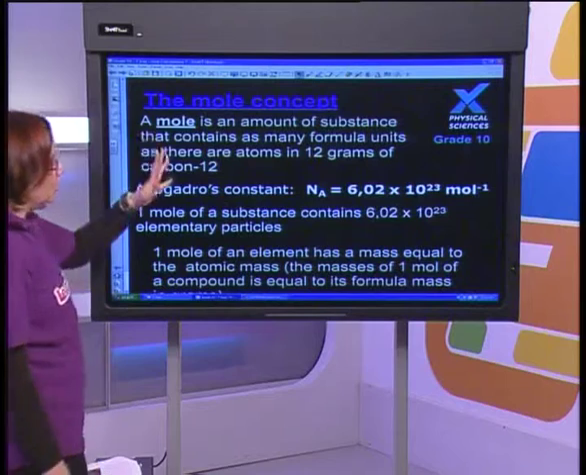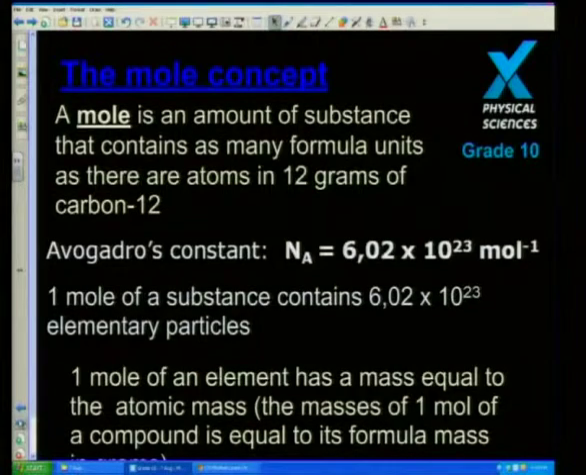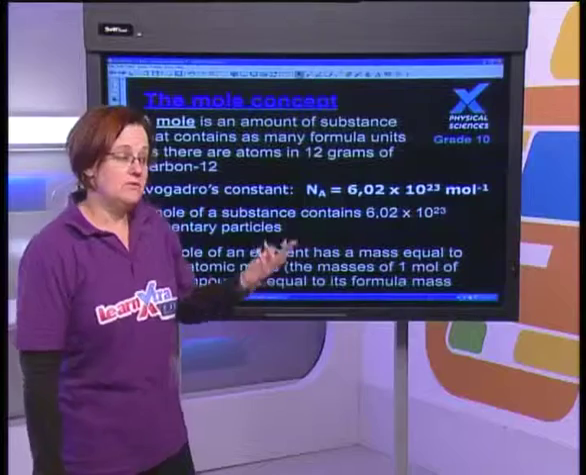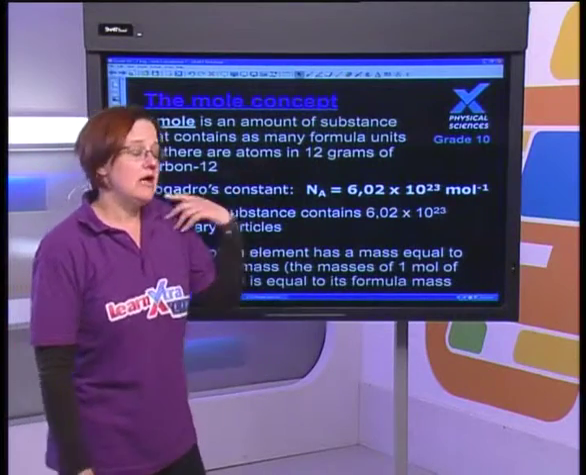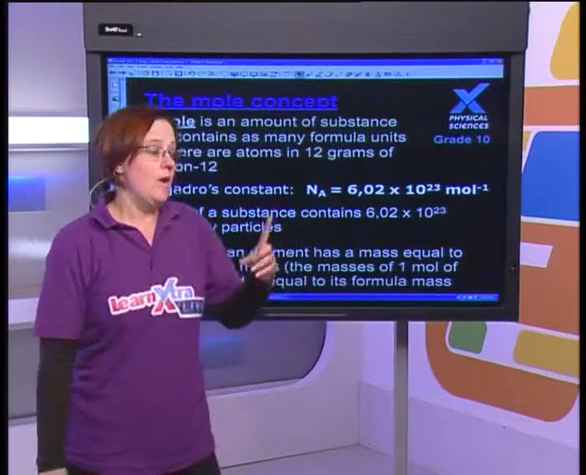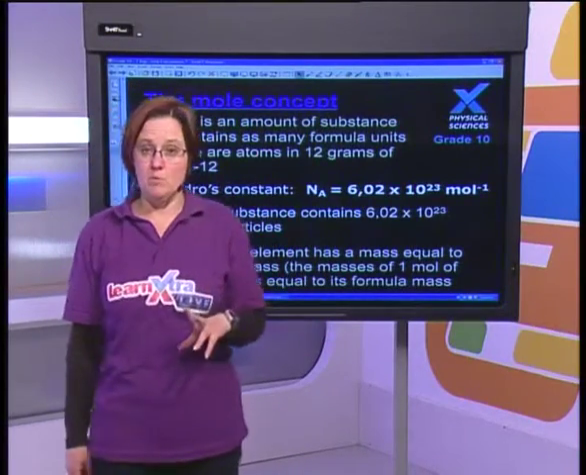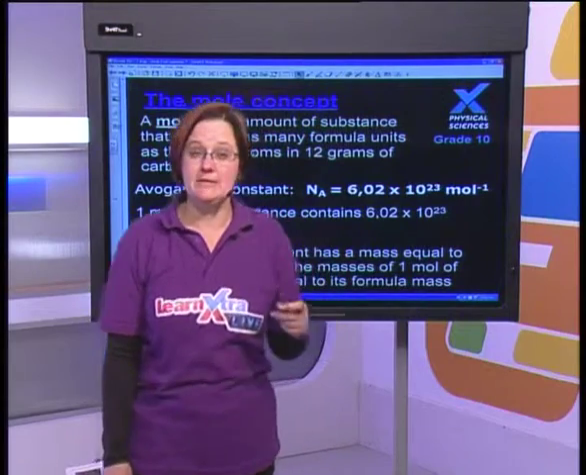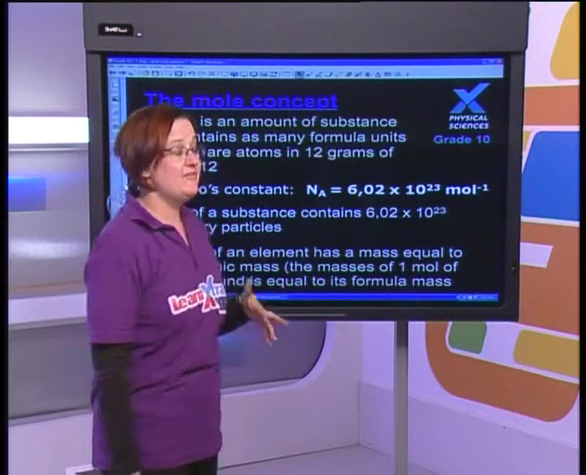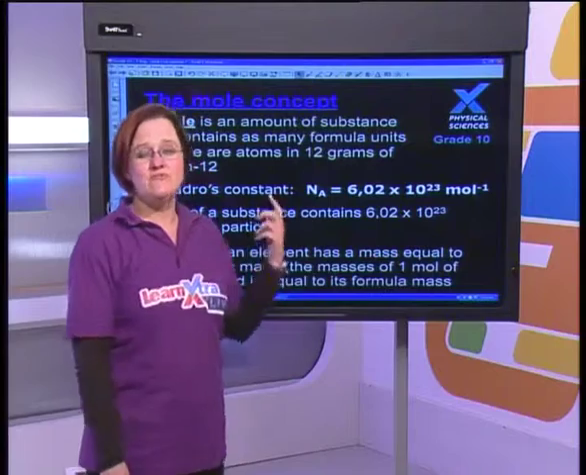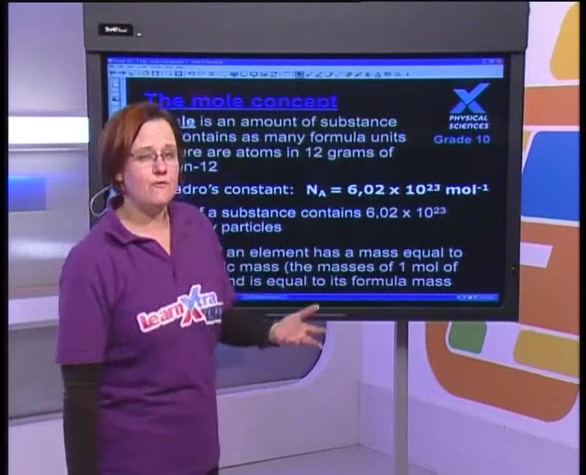So, the mole is an amount of substance that contains as many formula units as there are atoms in 12 grams of carbon-12. Remember, grade 10s, we used to compare mass and all that sort of stuff to hydrogen, because hydrogen was the lightest known element. It stopped being hydrogen when carbon became more prevalent, and also carbon is our most abundant element. It's found in so many things, and it's also very, very inert. So it's easy for us to compare it to.